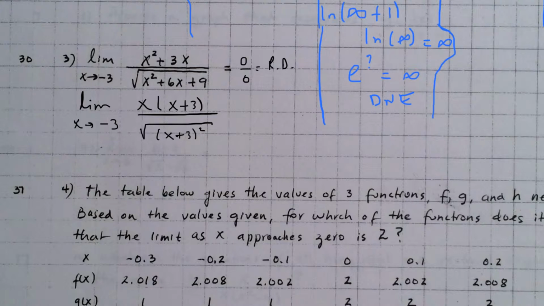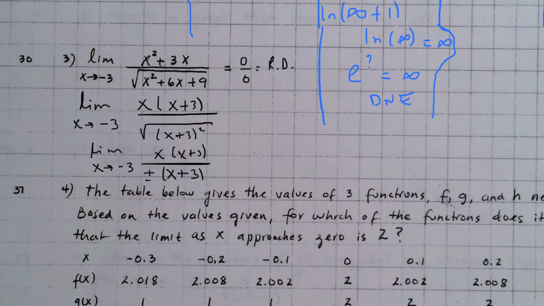And continue, the limit as x approaches -3 of x times x plus 3 over the square root of x plus 3 squared. Most people will say that the square root of x plus 3 squared is just x plus 3. But in reality, the square root of a quantity squared is plus or minus that quantity. This is a property called the square root property, and if you were in my pre-calc class, we talked about the square root property quite a few times.